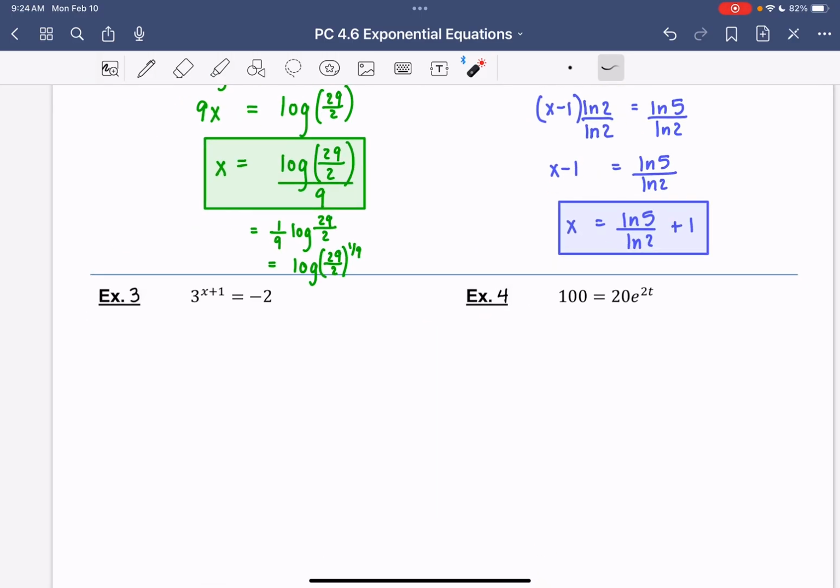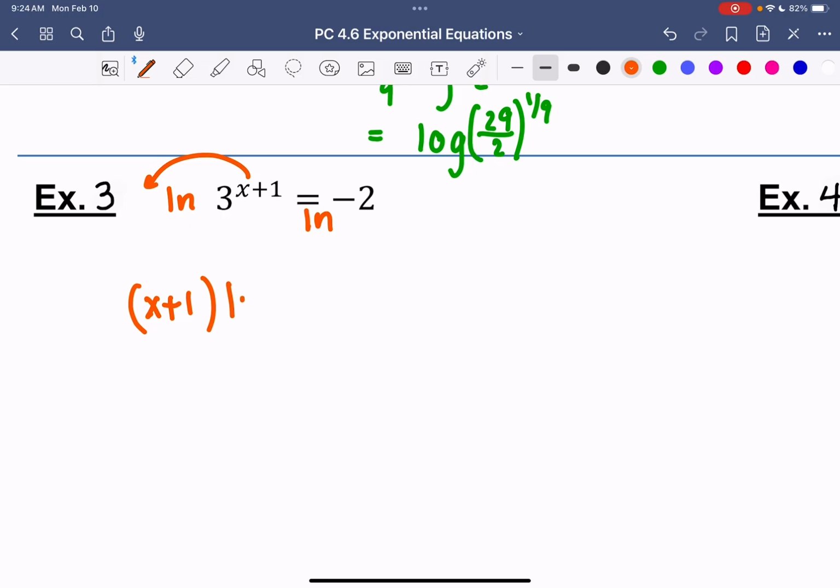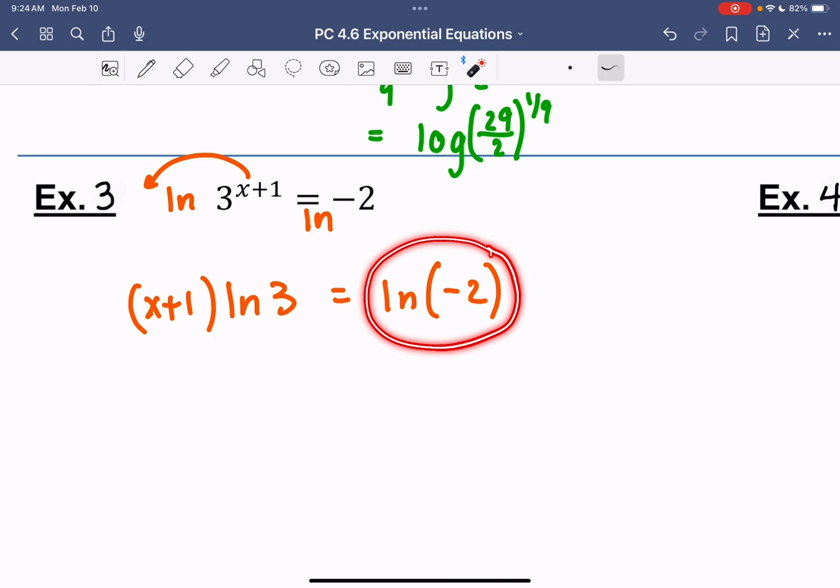All right. The next one, we have a log base 3. So we want to ln both sides. We already have that isolated, allowing us to bring down the x plus 1. And we want to remember the all-important rule. Can we take a log of a negative? No. So this, if you did plug this into our calculator, it would give you domain error. We cannot take the log or ln any log of a negative or 0.